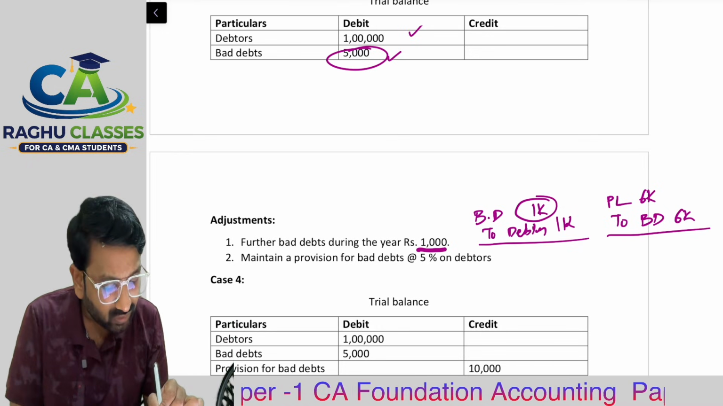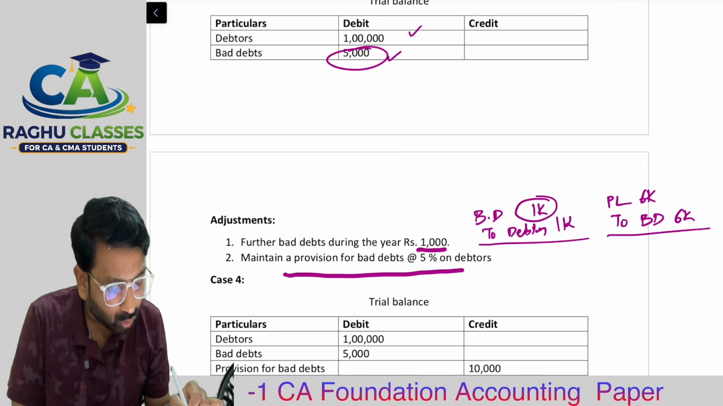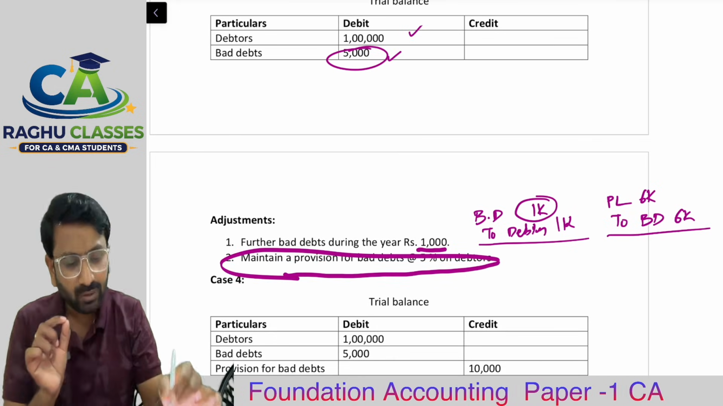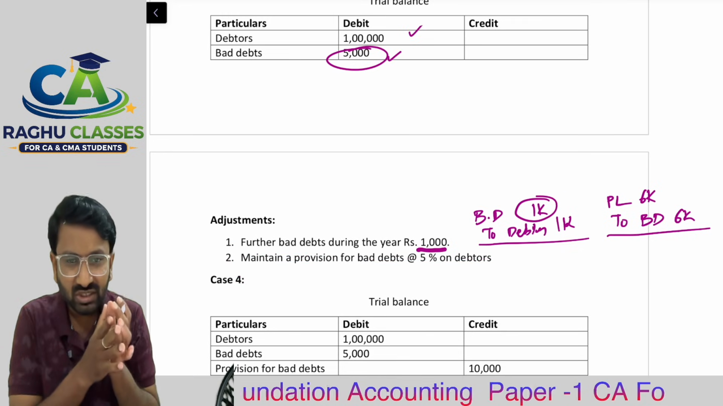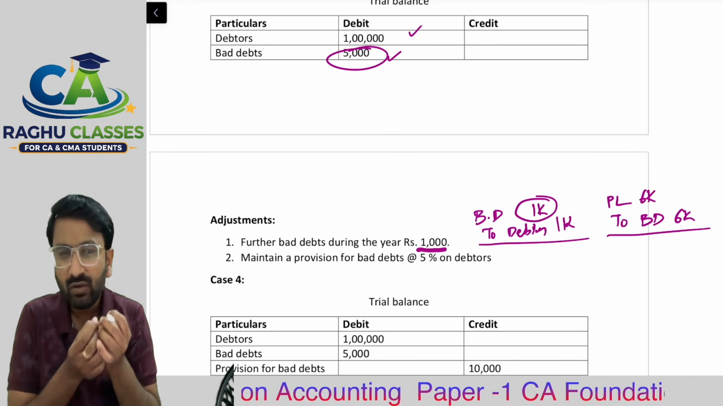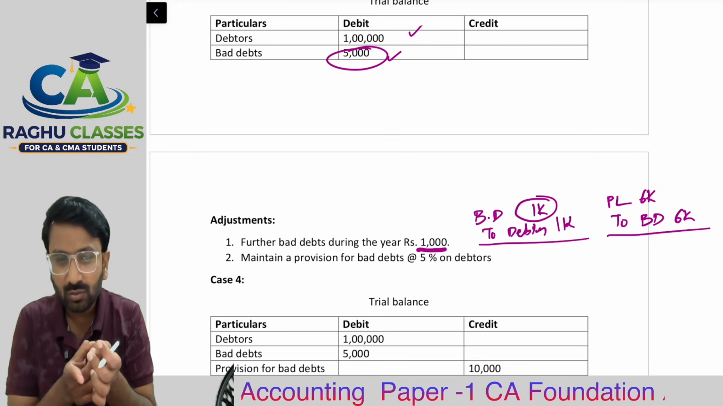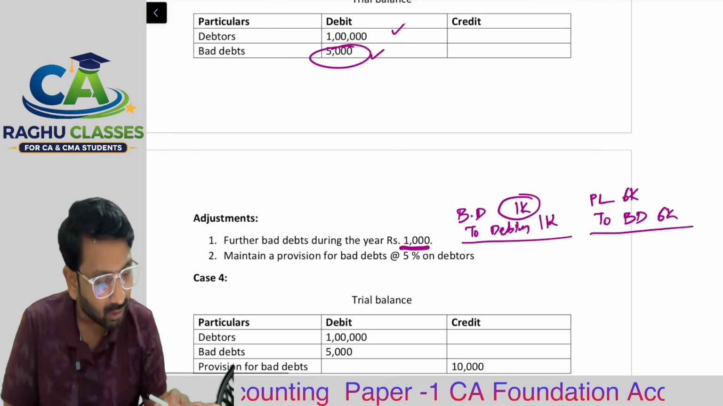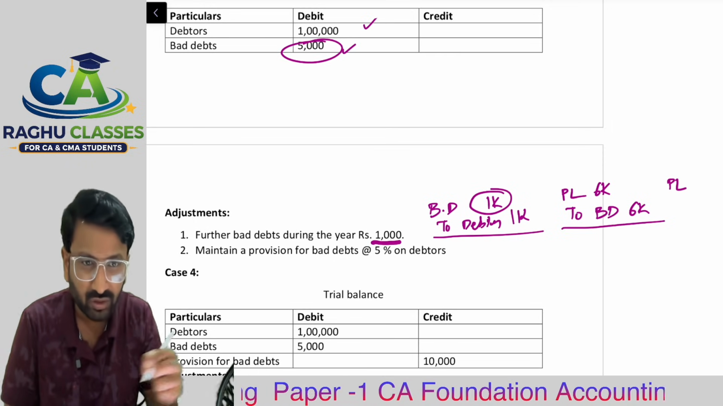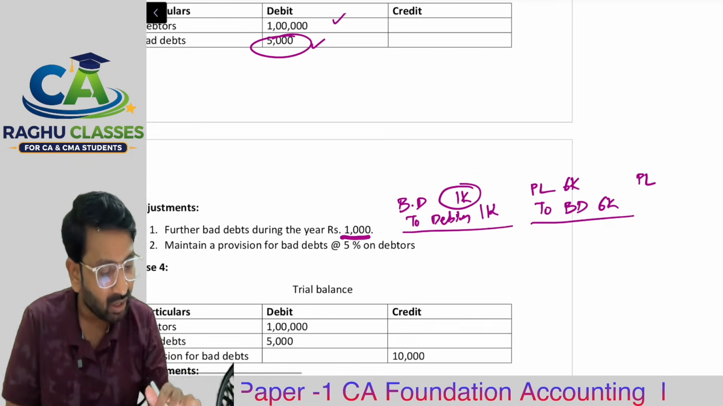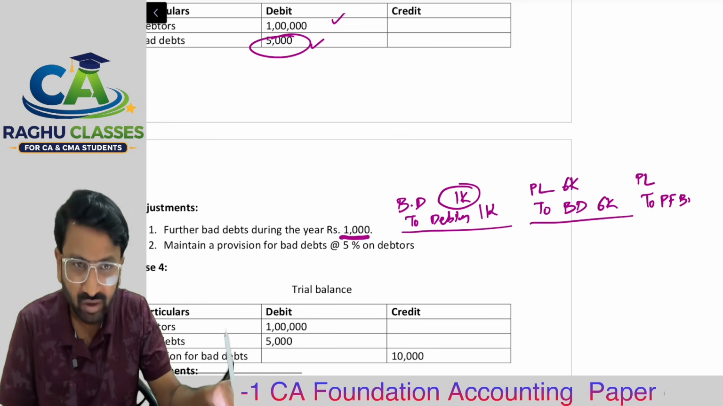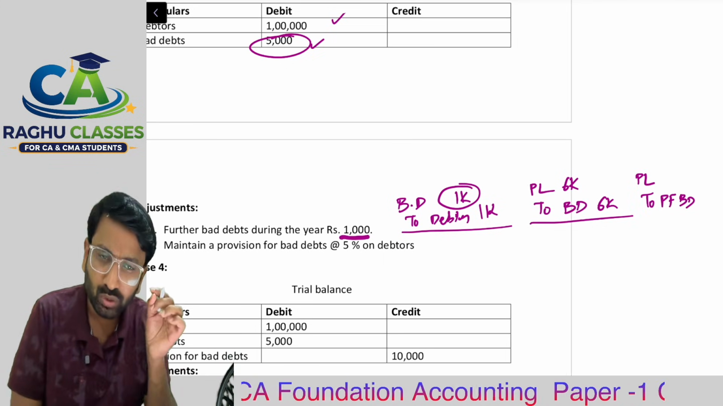Now there is one more adjustment where they're asking you to make a provision for bad debt. When we say provision, we are keeping aside certain amount from the profit and loss account, which is whenever you create a provision, your profit comes down. And if the profit is coming down, profit and loss account needs to be debited. Profit and loss account needs to be debited. And provision for a bad debt account needs to be credited. This will be the entry whenever you create any provision.